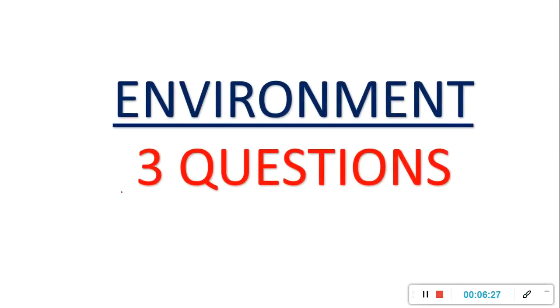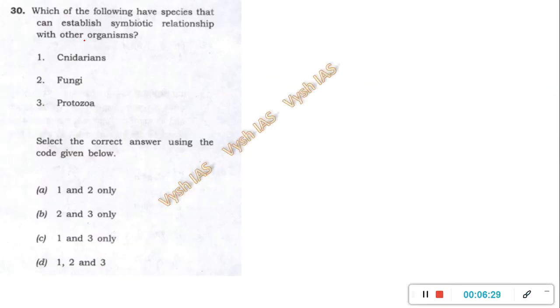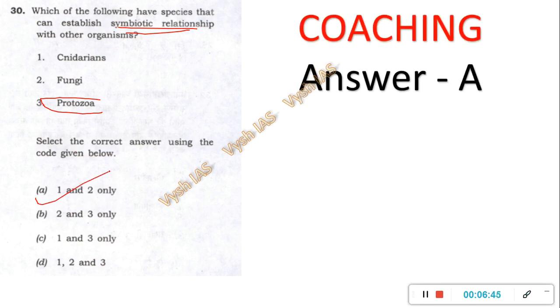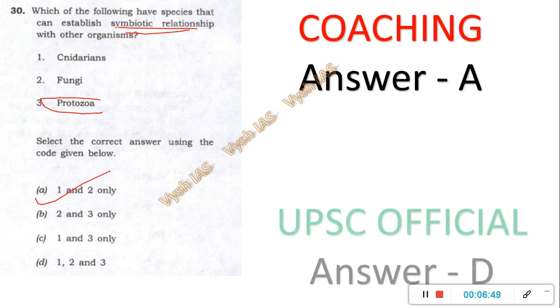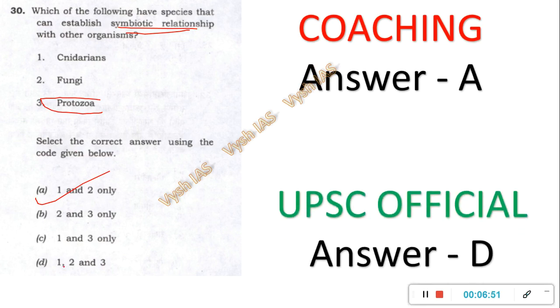Now next one, environment 3 questions. So this one again, symbiotic relationship. Okay, meaning two things are coexisting with the help of each other, or maybe only one is gaining and one is losing. So different combinations of symbiotic relations are there. So protozoa cannot be in a symbiotic relation, and 1 and 2, this is what most of the institutes told. Okay, but in reality, if you have basic knowledge and check, it is actually D, 1, 2, 3. Okay, this is a wrong answer key which you can find.